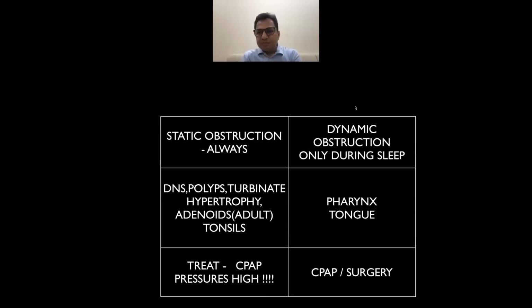I think we had already, or we'll have, I do not remember. But unless you treat the nose, the CPAP pressures will be so high that the patient will not tolerate it.